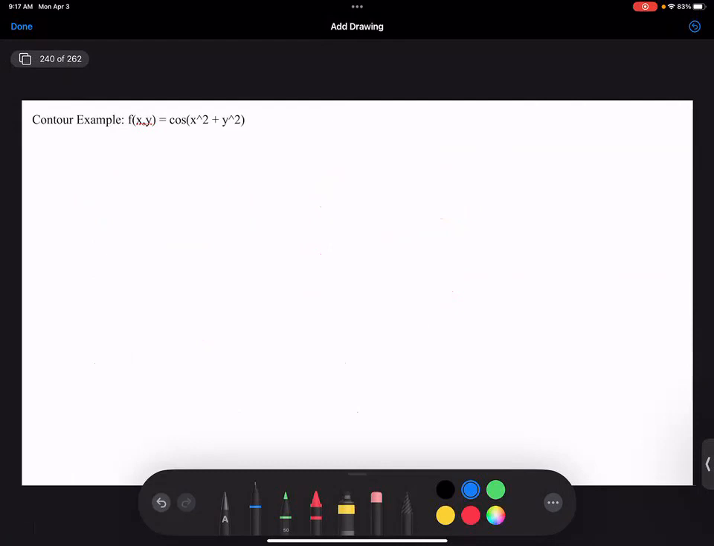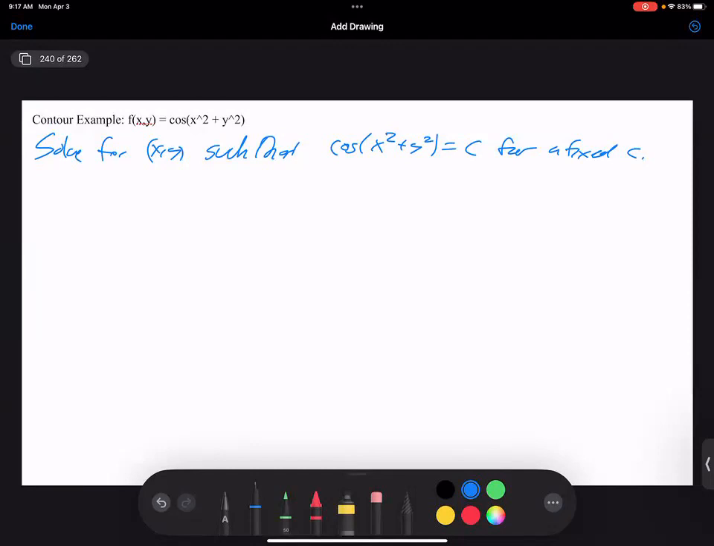All right. So if I give you the function cosine of x squared plus y squared, let's try to figure out what the level set is. So I want to solve for x and y such that cosine of x squared plus y squared equals c for a fixed c. Can anybody tell me some values of c where this is going to be really easy to solve? I want the cosine of x squared plus y squared to equal c. Give me some values of c where you can immediately tell me which x and y can work or not work.